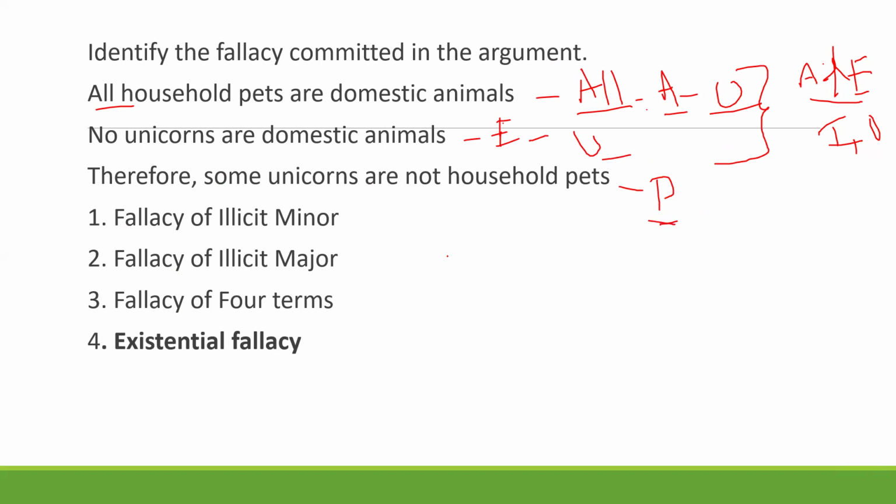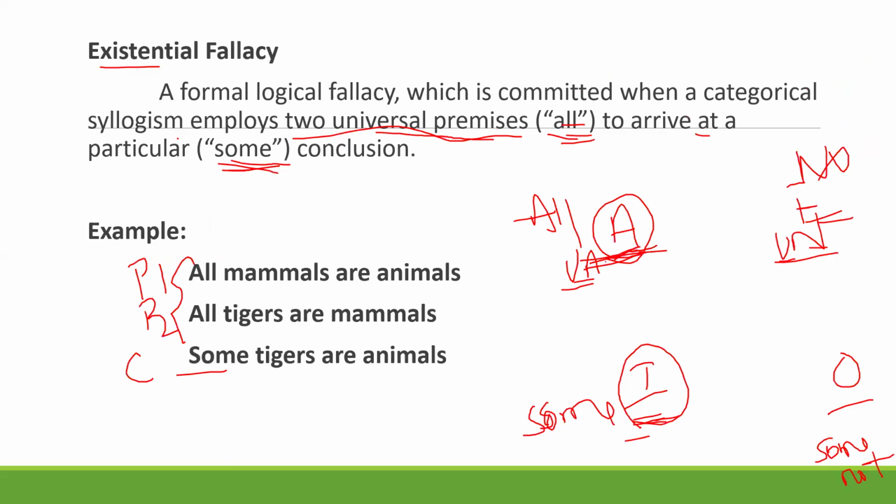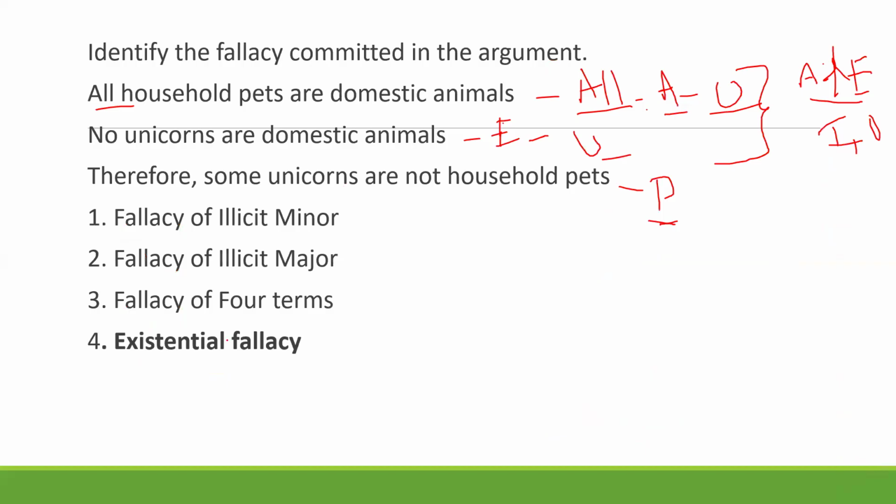So whenever it employs two universal premises to arrive at a particular conclusion, some or some not, that is called existential fallacy. This is called existential fallacy. I hope it is clear.